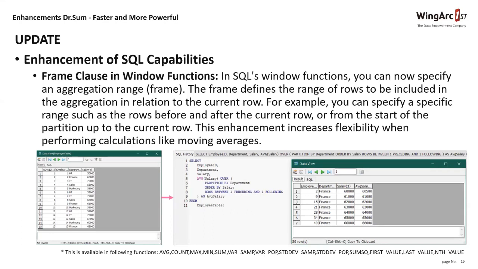The enhancement of the frame clause in SQL's window function now allows you to specify an aggregation range or frame. This frame defines the rows included in the aggregation relative to the current row, such as specifying ranges before and after the current row, or from the partition start up to the current row. This improvement greatly increases flexibility for calculations like moving averages, etc.